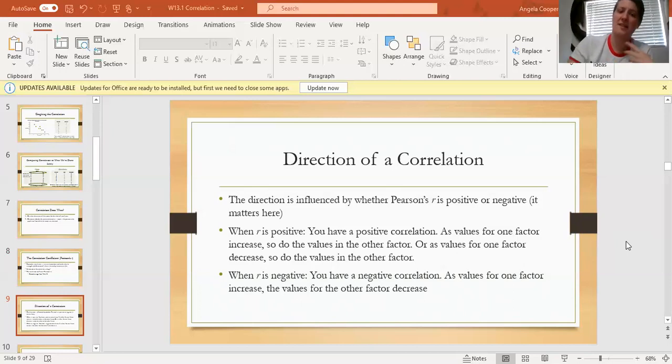When your R value is negative, that is a negative correlation. Again, these are all referring to the direction, a positive or a negative direction, and it's just referring to the direction in which the variables are going. With a positive relationship, they're both going up or going down together, heading in the same direction. With a negative relationship, with a negative Pearson's R, as one increases, the other is decreasing.